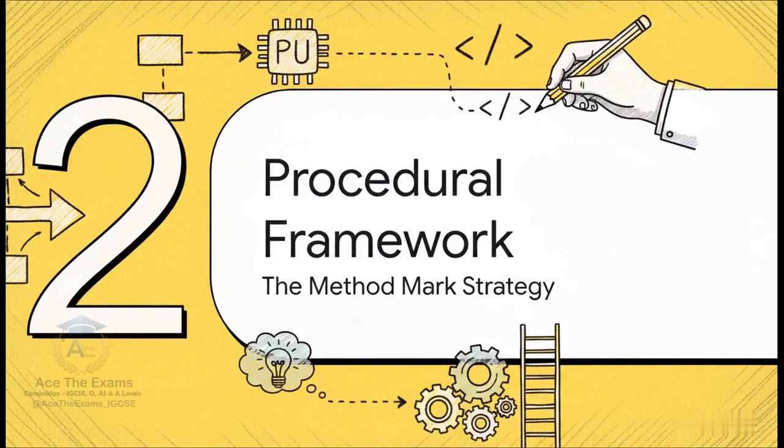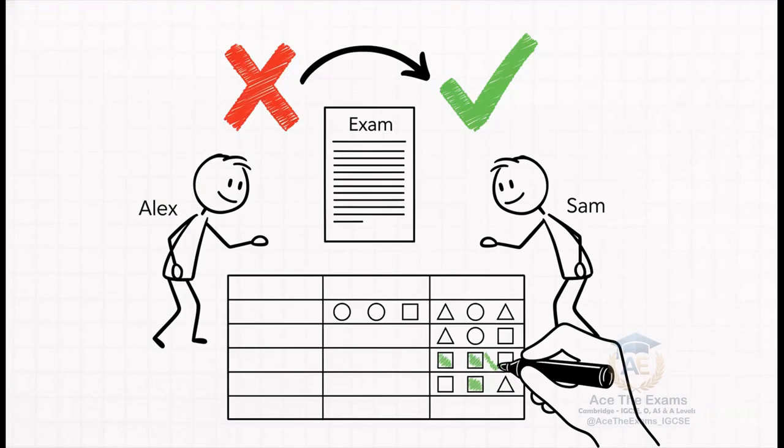All right, let's shift gears and move into Section 2, the procedural framework. This is where we take all that high-level theory and turn it into an actionable, point-scoring reality. The absolute key concept you need to internalize here is what we call the method mark strategy. In these Cambridge exams, marks are heavily awarded for displaying a standardized, systematic process. The examiners literally have marks explicitly set aside on their rubrics just for your working out.